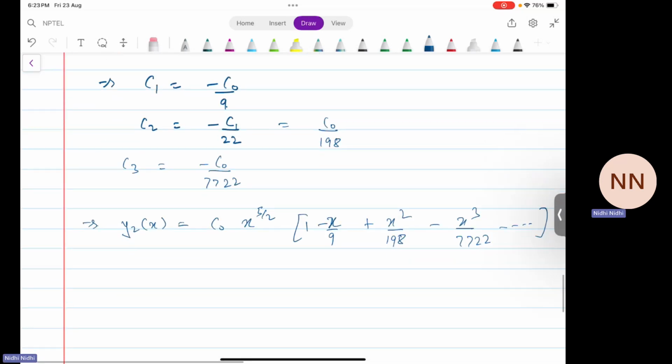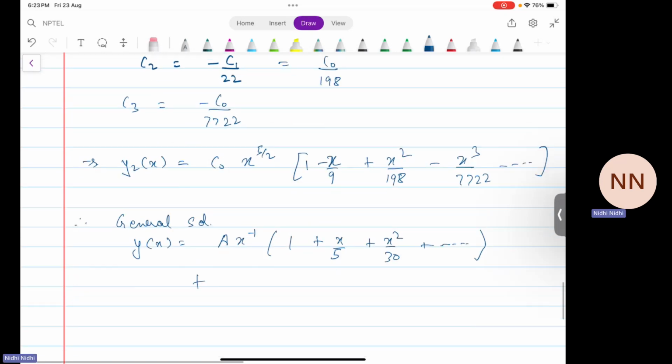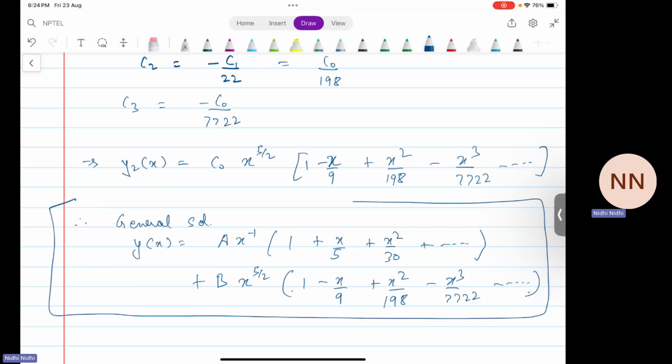And our general solution, therefore, y(x) is given by some other constant a, x to the power minus 1 times 1 plus x by 5 plus x square by 30 and so on, plus some other constant b times x to the power 5 by 2, 1 minus x by 9 plus x square by 198 minus x cube by 7722 and so on. So this is our general solution.